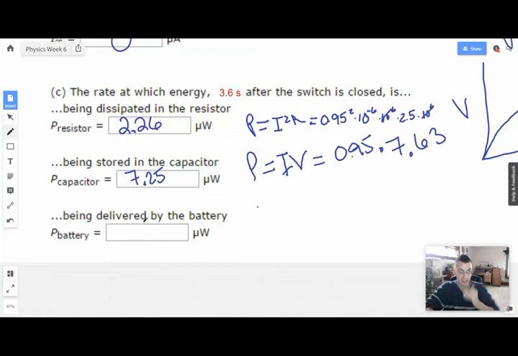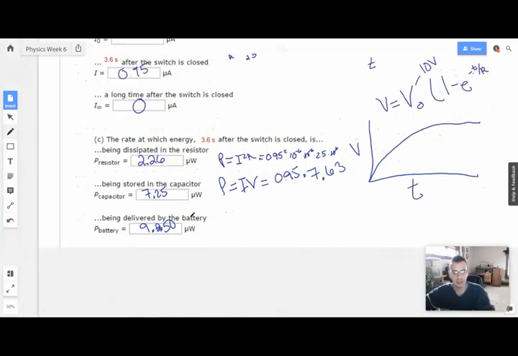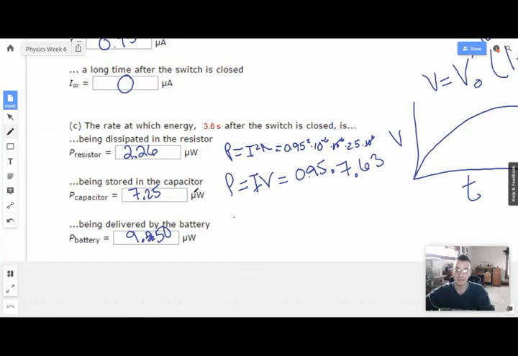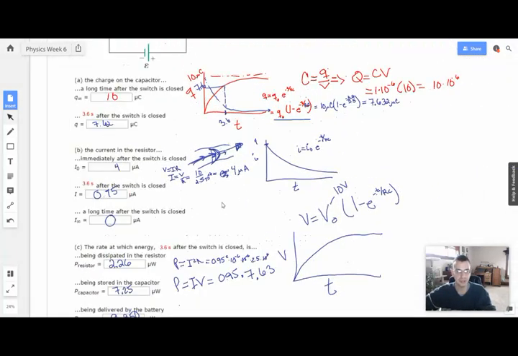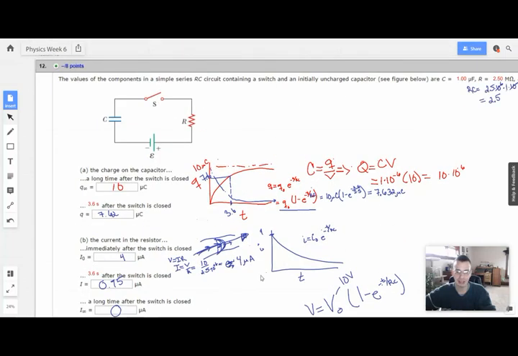So, the power being delivered by the battery. By conservation of energy, if we're losing 2.26 due to I squared R losses and we're storing 7.25 microwatts in the capacitor, then we add the two together. I'm going to pretend it's 0.25. We're doing 9.50 microwatts of power being delivered by the battery. Alright, and that is it for this problem.